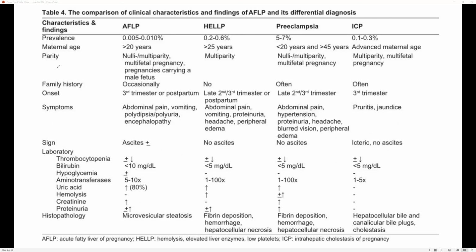Of course, there is overlap between the diagnosis of the three conditions. Here the patient can present around labor or in the third trimester, sometimes postpartum as well, with abdominal pain, vomiting, polydipsia, polyuria, encephalopathy, plus or minus ascites, but the hypoglycemia is there. That's why we are thinking that this is acute fatty liver of pregnancy. Thank you very much, my friends.